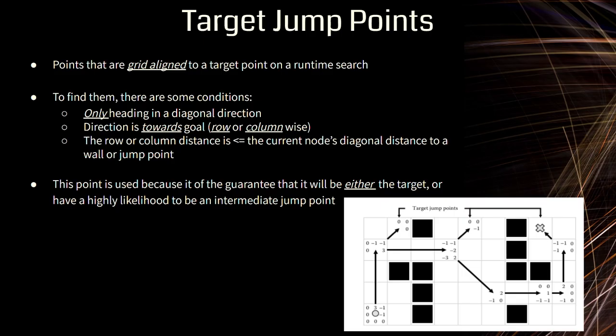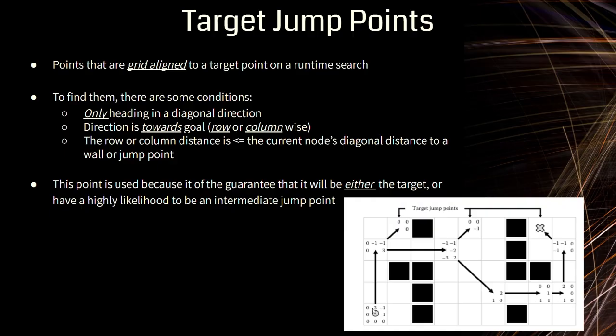So what are target jump points? Well, while we're searching, target jump points are points that are grid aligned to a target point on a runtime search. To find them, there are some conditions. So it's only when heading in a diagonal direction, and that direction has to be towards the goal when thinking about row or column wise.